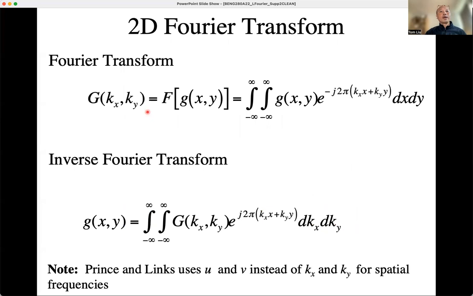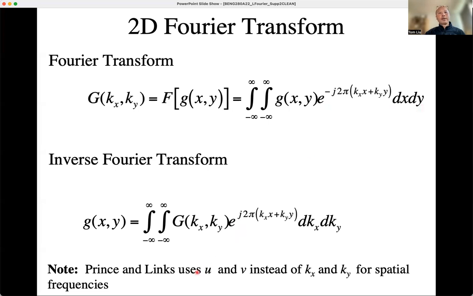Okay, if there are no questions, looking at the chat, there doesn't seem to be any questions so far. So let's go over the Fourier transform in 2D. G of kx, ky equals the Fourier transform of this two-dimensional object here. That can be written as a double integral of g of x, y times e to the minus j 2 pi (kx x plus ky y), integrated over dx dy.